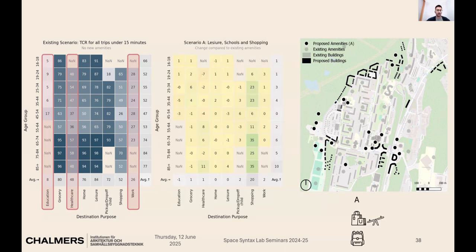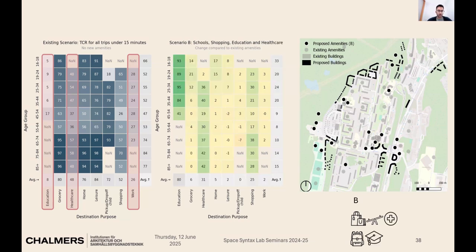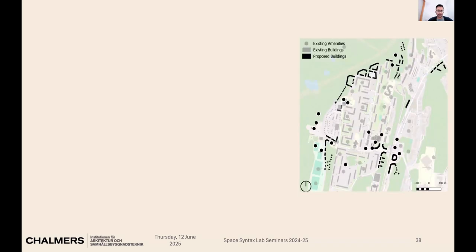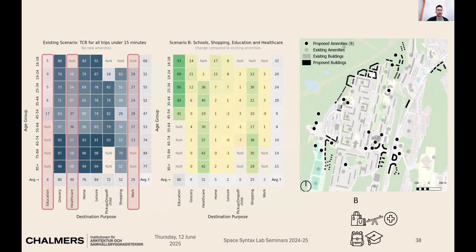So once we add the leisure activities, schools and shopping centers, we start seeing a slight improvement in the trip completion rate for shopping and healthcare. So this was from the existing proposal first in scenario A. Right. And then you have scenario B. Once you add the educational facilities and healthcare, you start seeing an increased trip completion rate in those places.